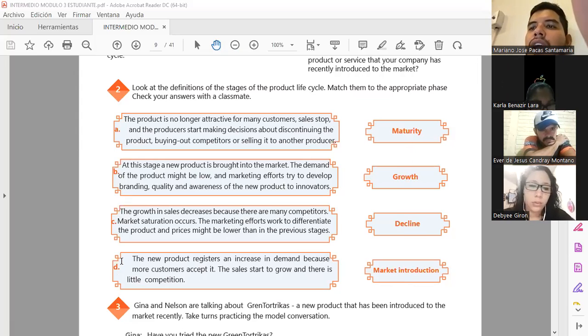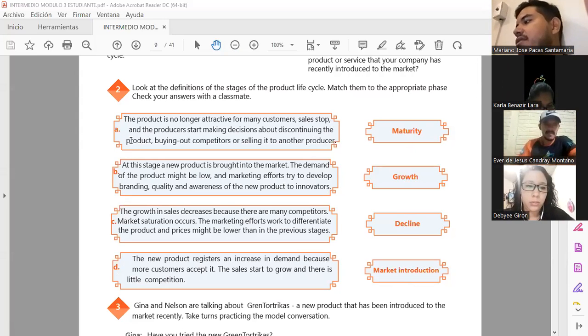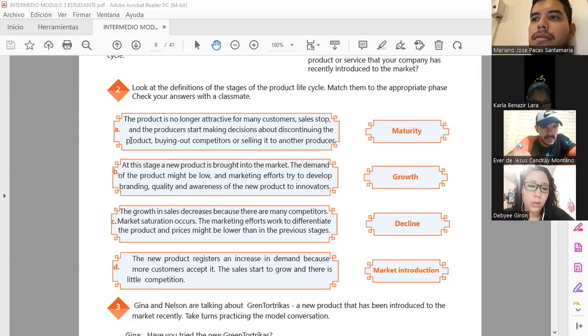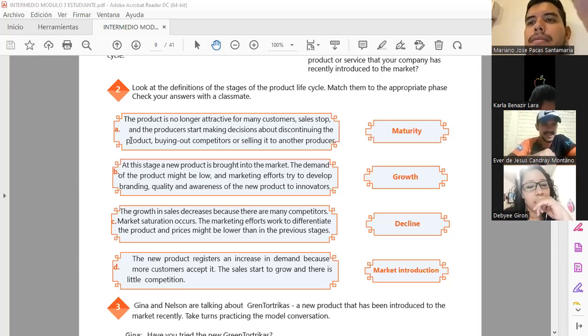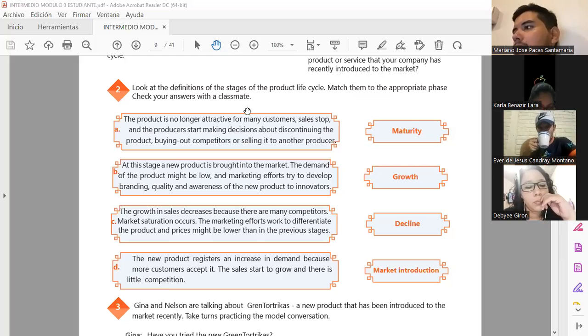Good. Now please raise your hands and let's start with letter A. What is letter A? Volunteers. Mariano. The number one. What is letter A? Maturity. Mm-hmm. No. Decline. Yes, decline. Correct. Letter A, decline. Good. Aminda, please, letter B. Letter B is the market introduction. Okie dokie. Market introduction, right?